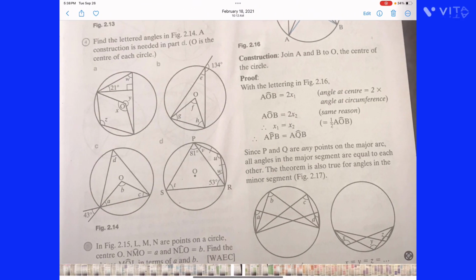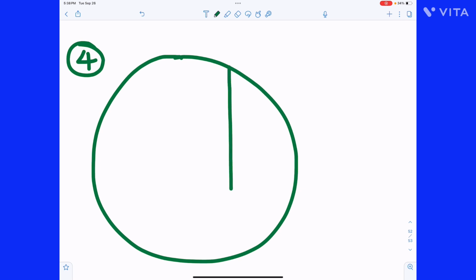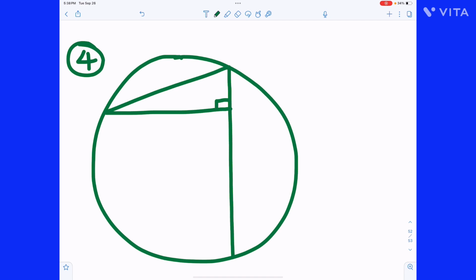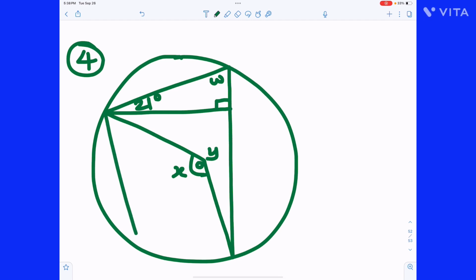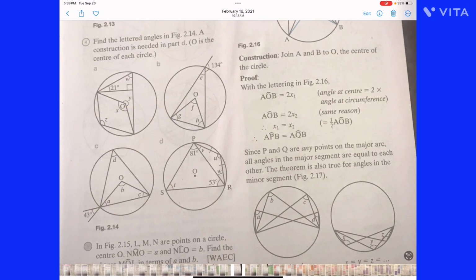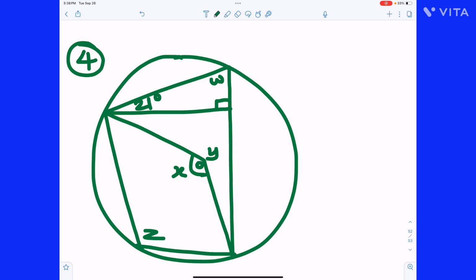Not at the center. Center. X, Y, Z, I think I got it. XYZ 21W. Okay. Now, we have to find each of the letters.